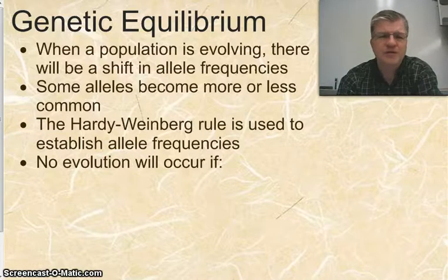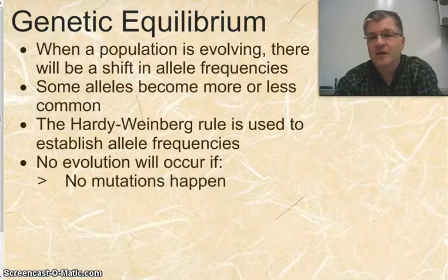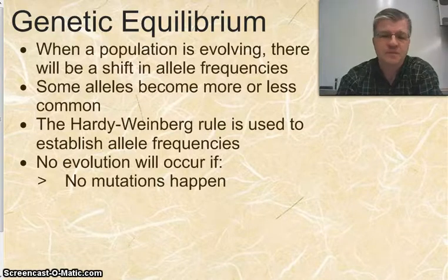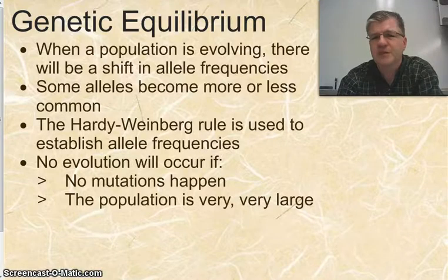And they came up with a list of criteria, and in that list we have, first of all, no mutations, because a mutation would change allele frequencies by definition. So you'd have to have no mutations. You'd have to have a very, very large population. If you have a small population, just random chance could bring about change in allele frequencies.